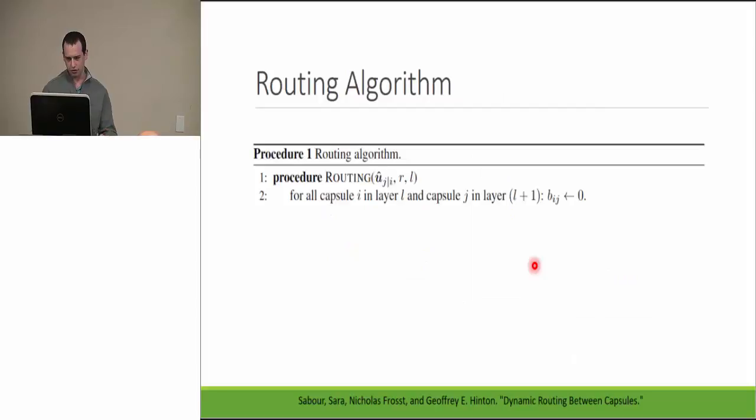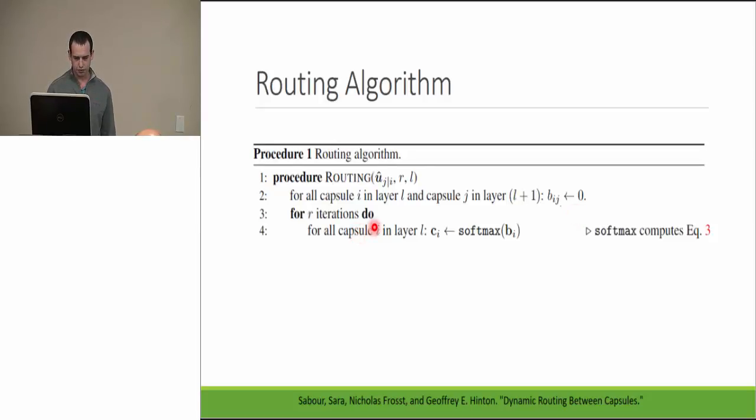So in the paper, they have their own routing algorithm. So we input the prediction vectors. R is the number of iterations, and l is just the lower level capsule layer. l plus 1 is the higher level capsule. So first we initialize all the log prior probabilities b_ij to 0, since all lower level capsules are equally likely to route their information to an upper level capsule.